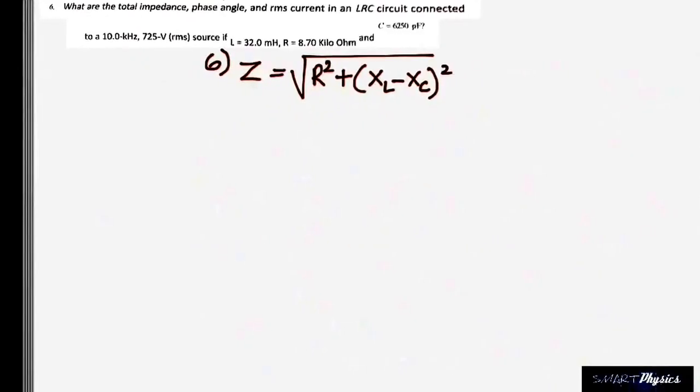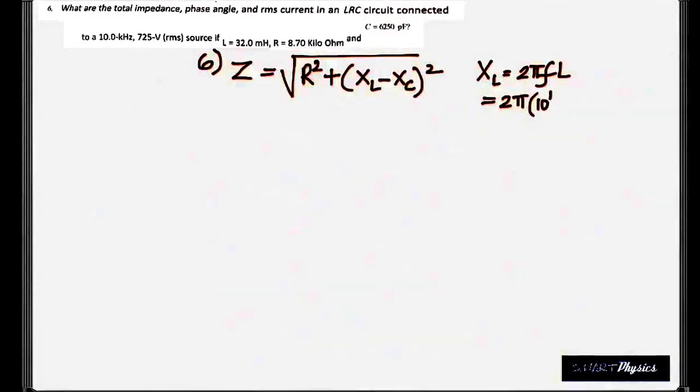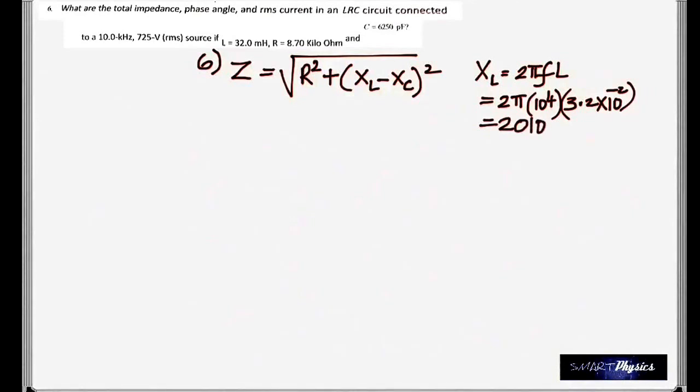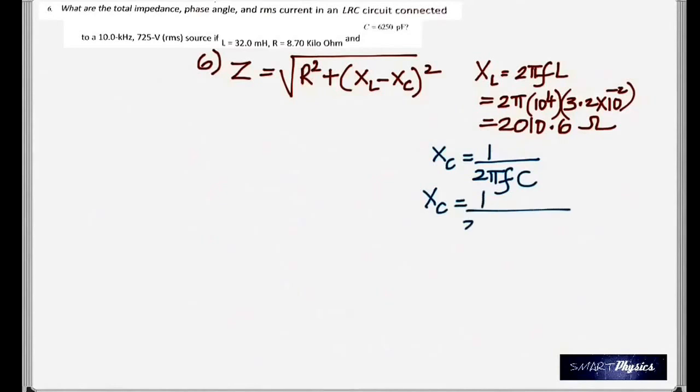Impedance is square root R squared plus XL minus XC whole squared. Okay. So calculate them individually. XL is 2 pi times F times the L. Frequency is 10 kilohertz. That's why it's 10 to the 4. Inductance is in millihenry. And remember, it's 32 millihenry. That's why I put it as 3.2 times 10 to the negative 2. I get that. And then XC is 1 by 2 pi FC.